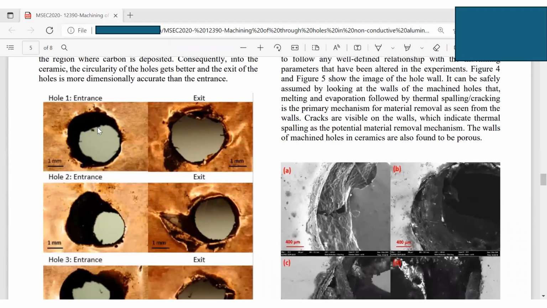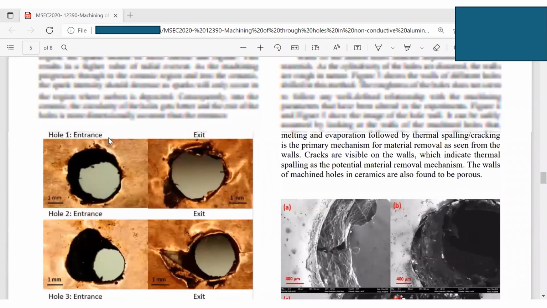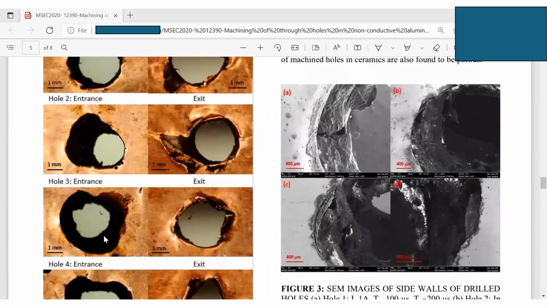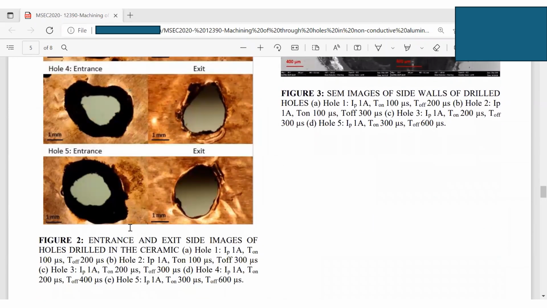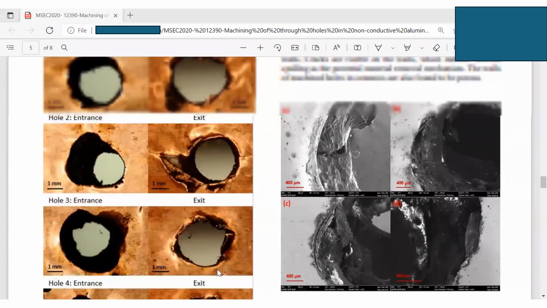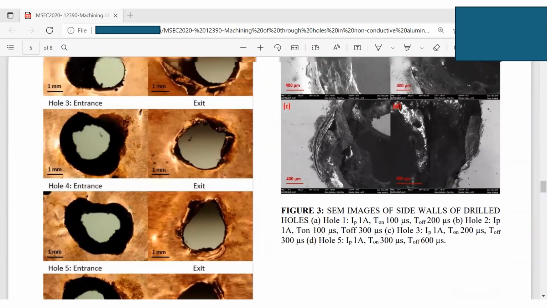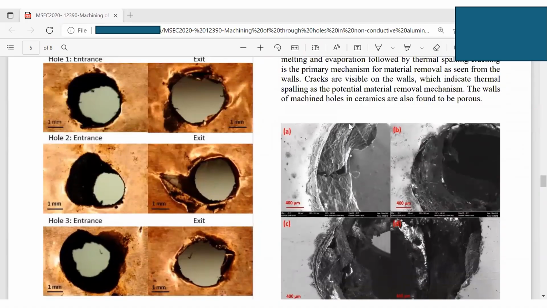Here is the hole, there are several holes here. This is a through hole. This is the entrance where we EDM it, and here is the exit on the other side. This is hole 2, hole 3, hole 4, and hole 5, for different machining conditions. We also took SEM images of the side walls of the EDM-drilled hole, using SEM to see the side of the wall of this hole.